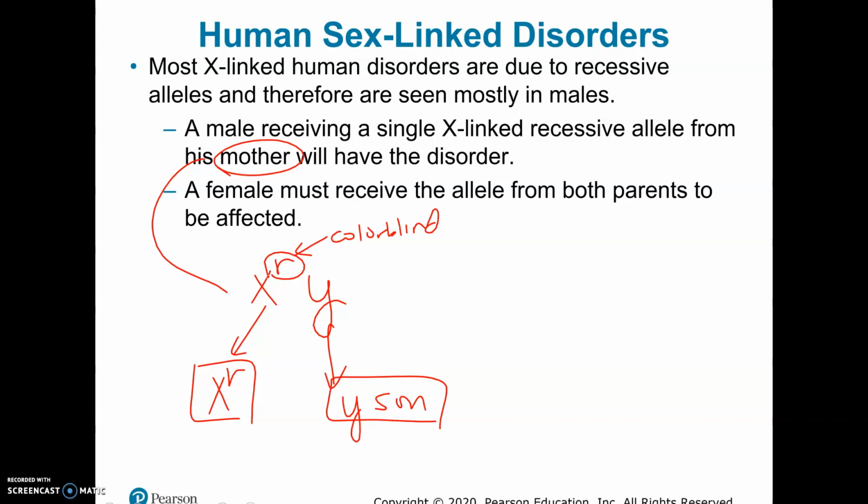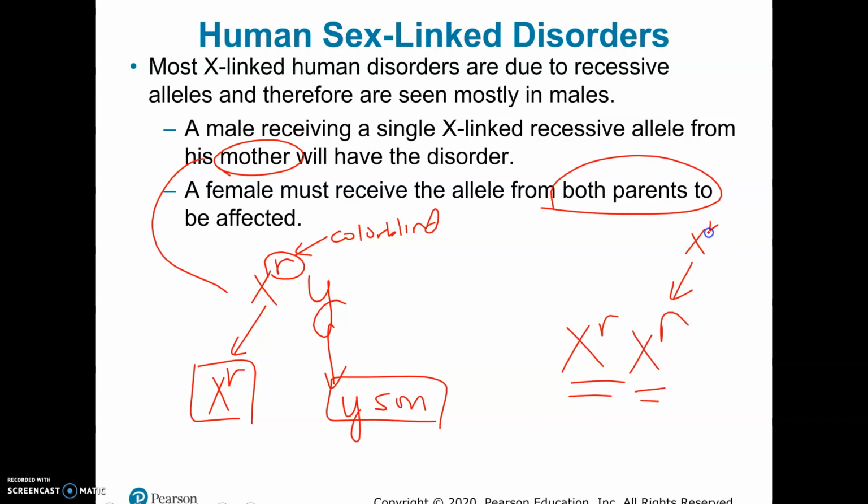But here's the thing. The only way a girl can show the trait is she's got to get a copy from both her parents, right? Most of these traits are pretty recessive. And this is why we almost never see colorblind females. We almost never see hemophiliac females with the bleeding disorder. Because in order for a female to get this disorder, she'd have to have a dad that has it, because he only has one X. So he would have to actually physically have the trait.